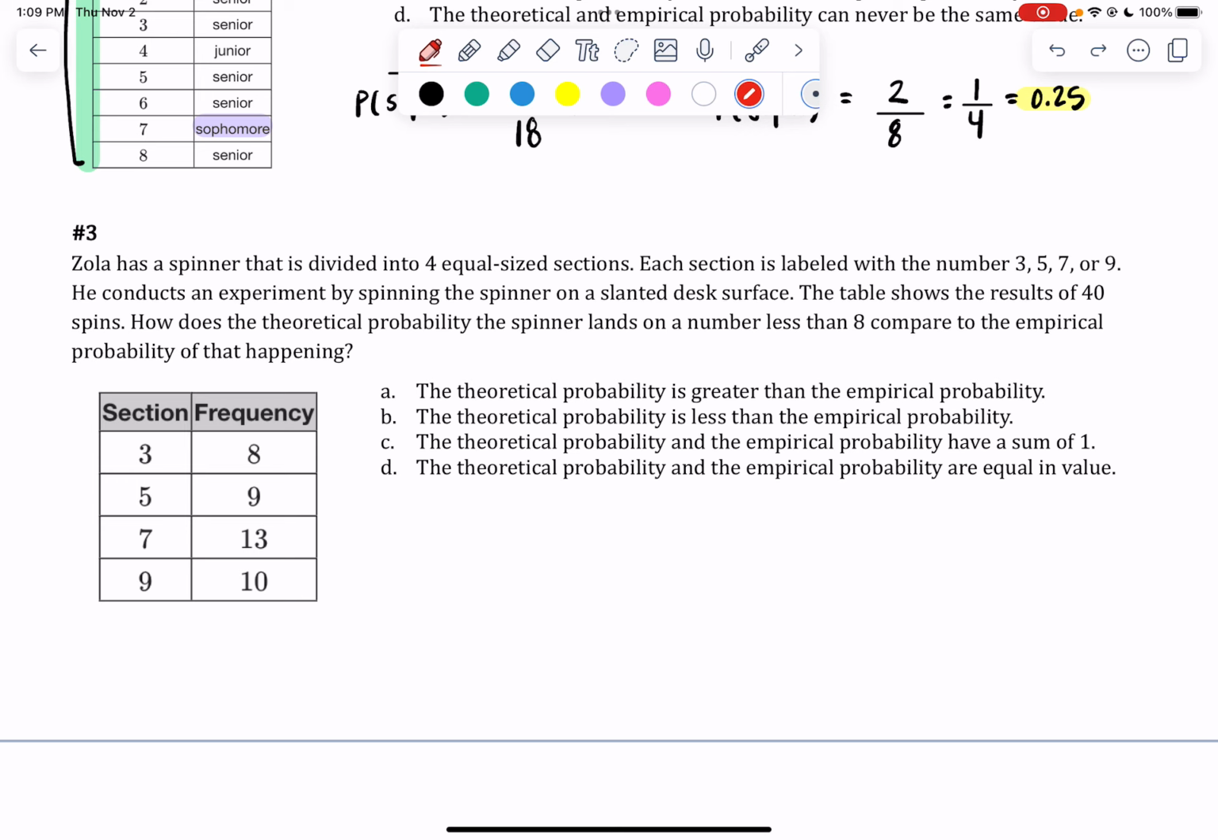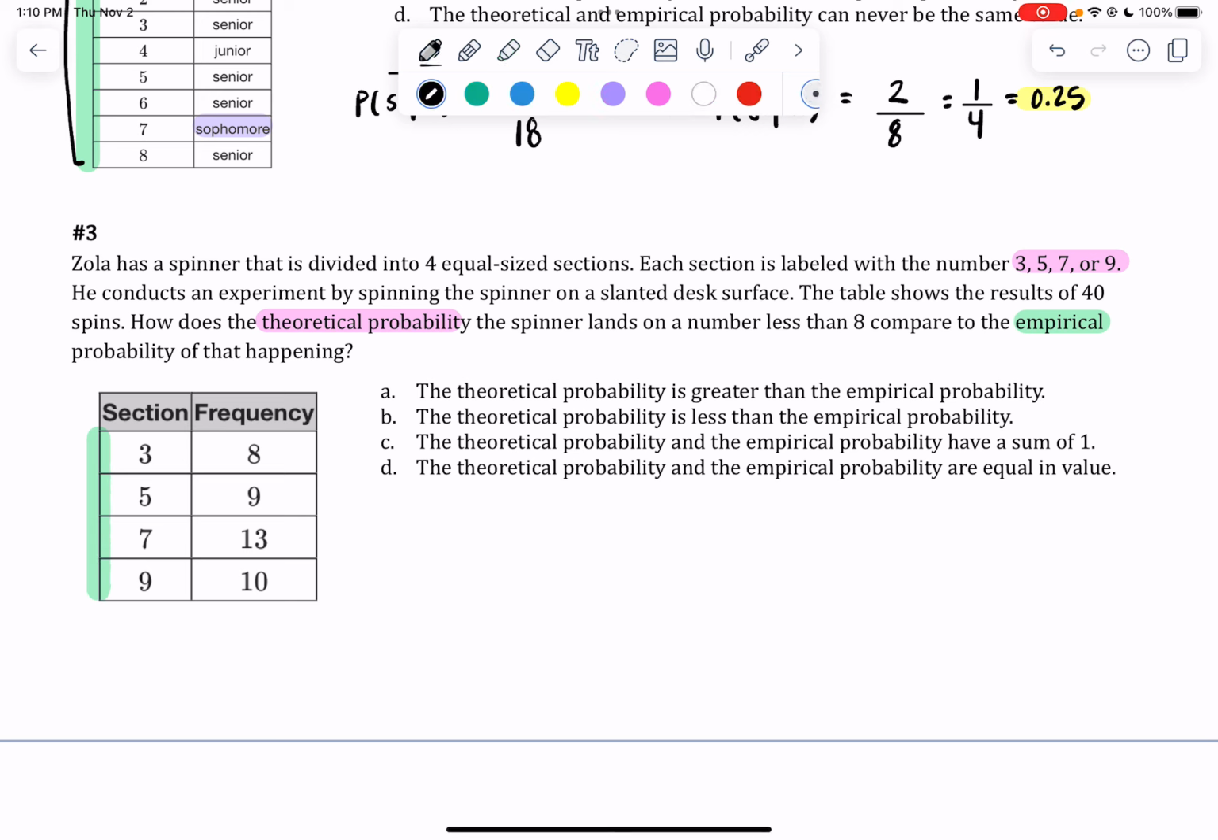How does the theoretical probability the spinner lands on a number less than 8 compare to the empirical probability of that happening? So you don't have to, but it might be helpful to draw a picture to see the theoretical probabilities. It's really up to you. But kind of the same thing as last time, our theoretical probability is going to come down to what should happen based on the odds. And then our empirical probability is going to come down to what actually happened in this experiment.